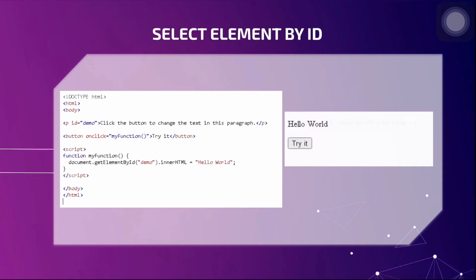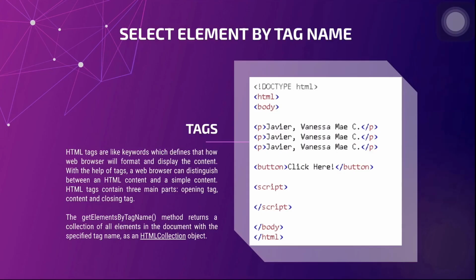So that is only the first way to select elements in the DOM. The next selection method is select element by tag name, or getElementsByTagName. I'm pretty sure we all know what a tag is. Tags are these words or letters inside the angular brackets.